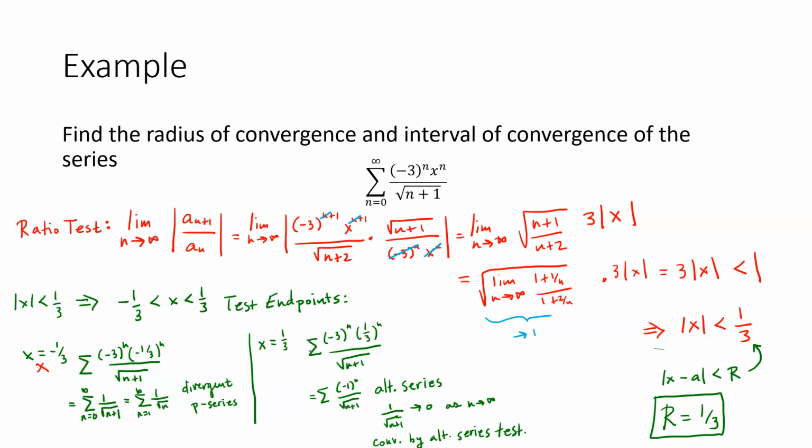Okay, so we've shown that it is convergent here at x equals 1/3, but it wasn't at -1/3. So we're going to make sure that we include x equals +1/3, but not x equals -1/3. Okay, so with that we can say our interval of convergence here contains -1/3 to +1/3, where it's open at -1/3 and closed at +1/3.